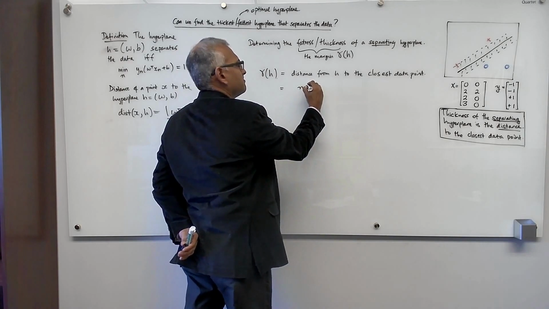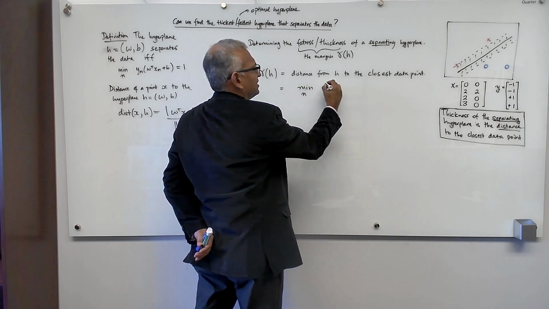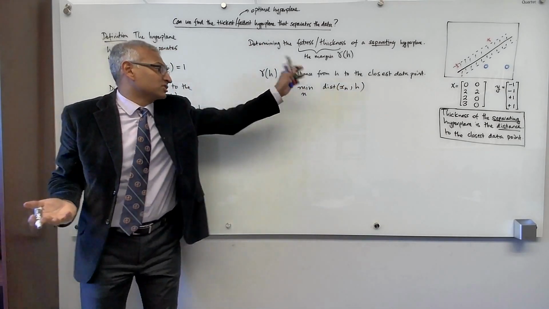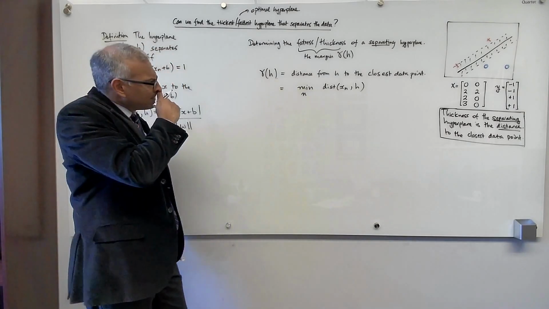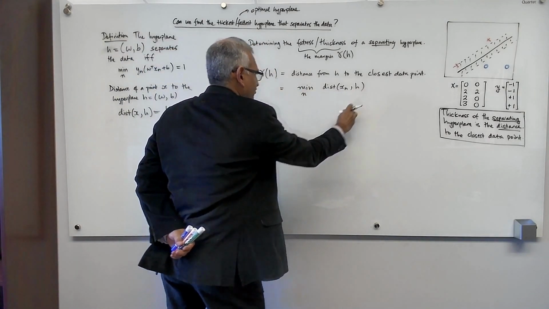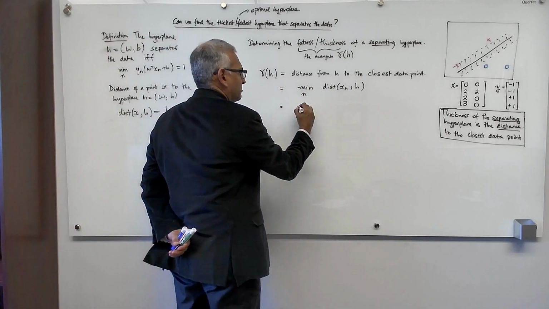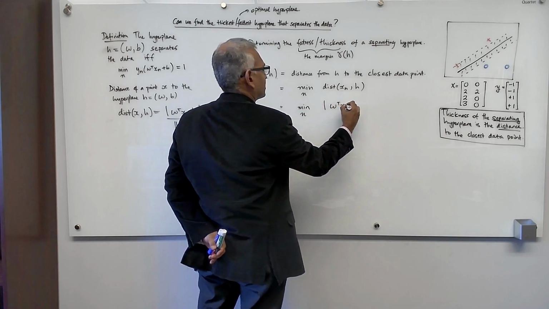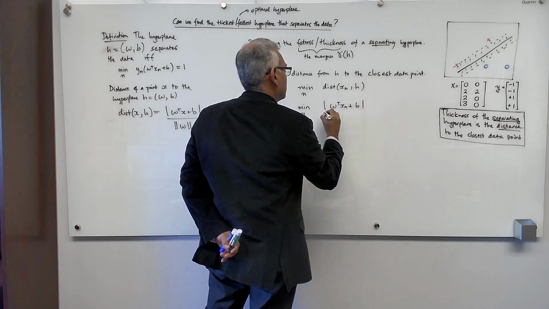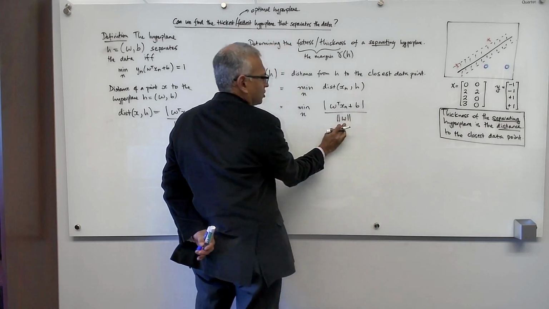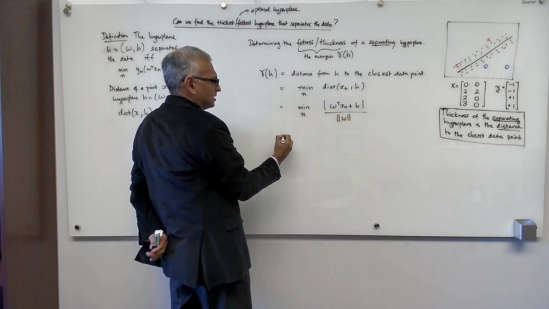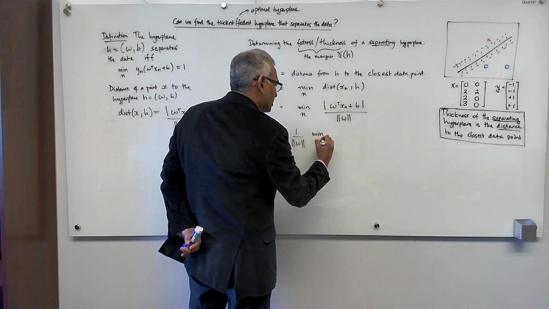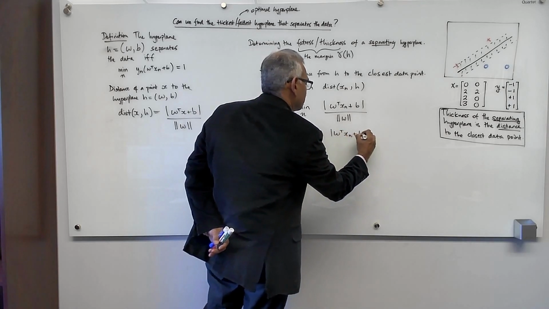It's the minimum over all my data points of the distance from xn to H. I'm just rewriting the top line, which was English, now in math speak. And we now have an expression for the distance. Bam. So this is the minimum over all my data points of the absolute value of W transpose xn plus b, divided by the norm of W. Well, this norm of W doesn't depend on xn, so I can pull it outside the minimum. So this is equal to 1 over the norm of W, times the minimum over my data points of the absolute value of W transpose xn plus b.